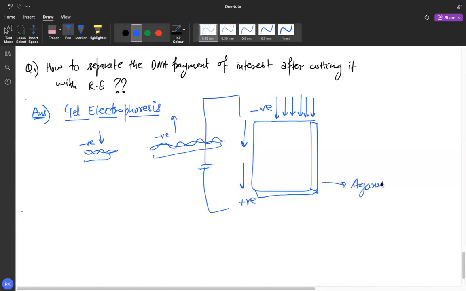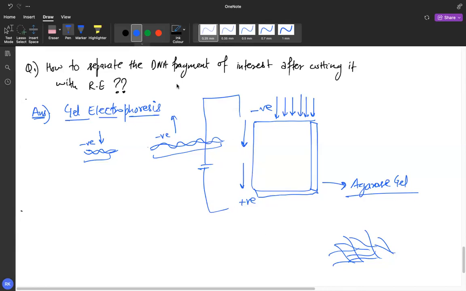Agarose gel. Like any other jelly toffees or gel that you have seen. It's exactly a gel. Agarose has long polymers like this. Once you heat it, it is liquid. You allow it to cool, it solidifies and makes a gel-like matrix.